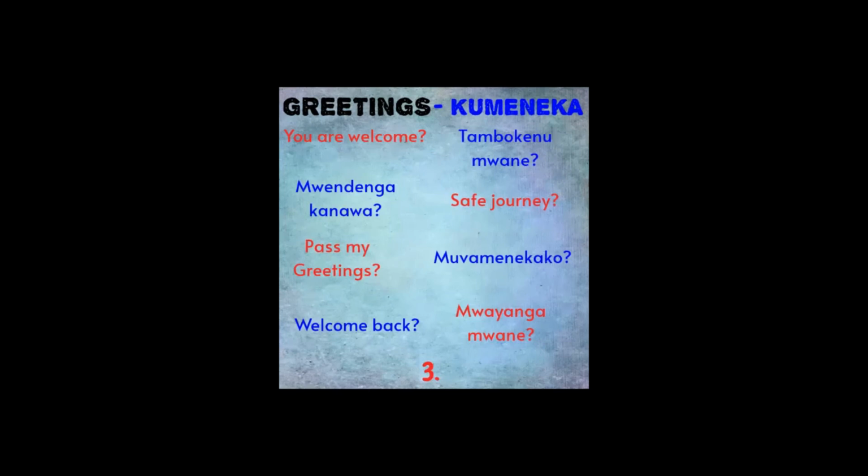Then from there we've got pass my greetings. In Luvale, mubamene kako. You can say mubamene kako mwane. The mwane can still come in, meaning you are still giving the respect to gain momentum, or you're just trying to give the respect to carry weight with the people you're talking to. Mubamene kako mwane kuzubo, pass my greetings home. So mubamene kako mwane is pass my greetings.